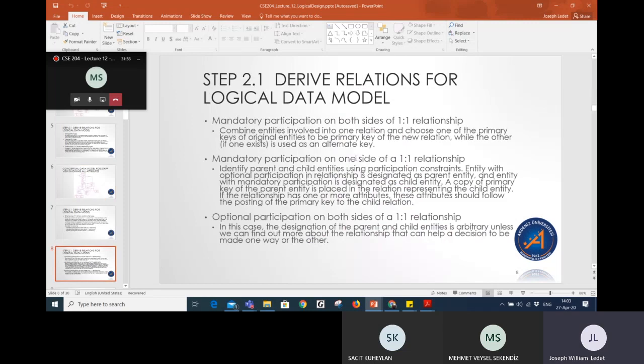Mandatory participation on one side: we identify the parent and child. And which one is the parent?